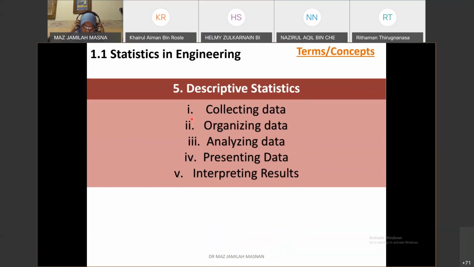Now, what are the processes in descriptive statistics? First, collect data, organize data, analyze data, present data, interpret data. So these are the processes that you will have to do in order for you to perform descriptive statistics.